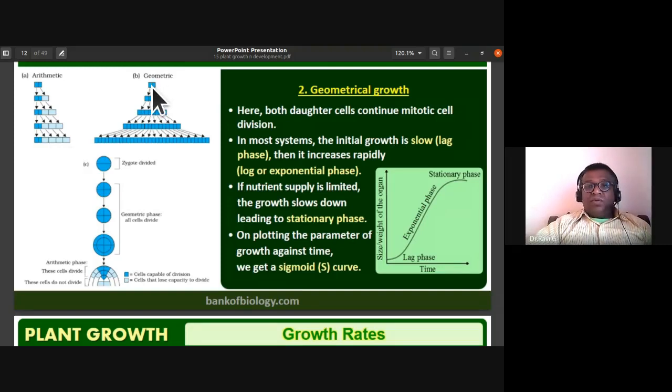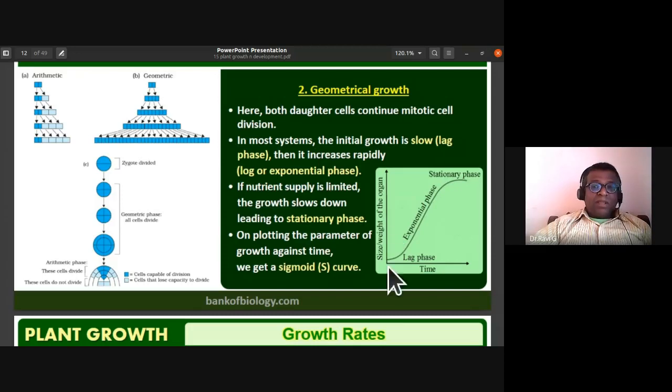So in geometric growth, both the cells undergo mitotic cell division, and all those daughter cells again undergo mitotic cell division. In most systems, the initial growth is slow, so we call it the lag phase. Then it increases rapidly, so we call it the log or exponential phase. If nutrient supply is limited, the growth slows down and it leads to the stationary phase.